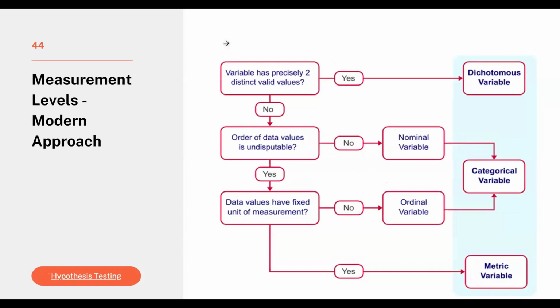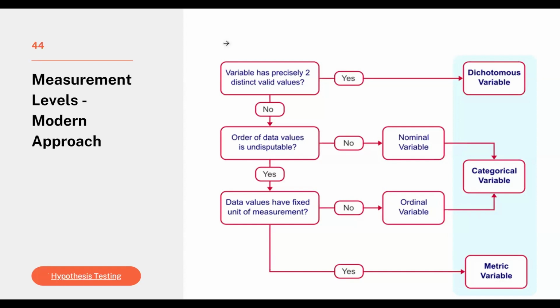Other than categorical and metric variables, here we have the dichotomous variable, where the variable has precisely two distinct valid values. If there are two distinct valid values, it is called a dichotomous variable. A dichotomous variable is a type of categorical variable that has only two possible outcomes or categories, which may be true or false, zero or one, or yes or no.